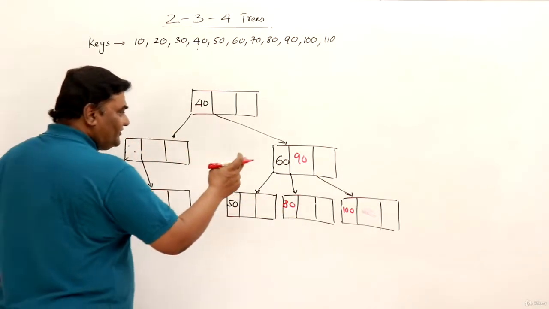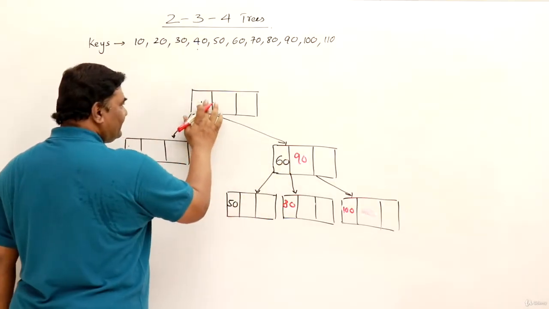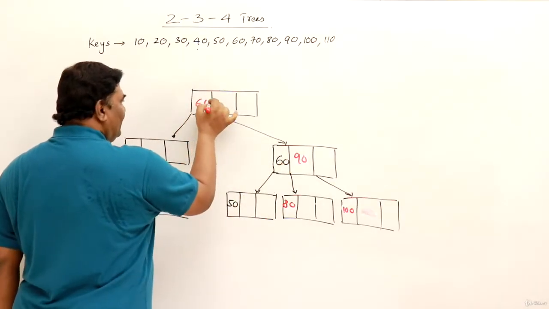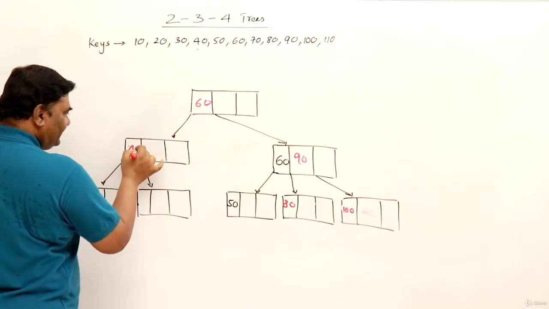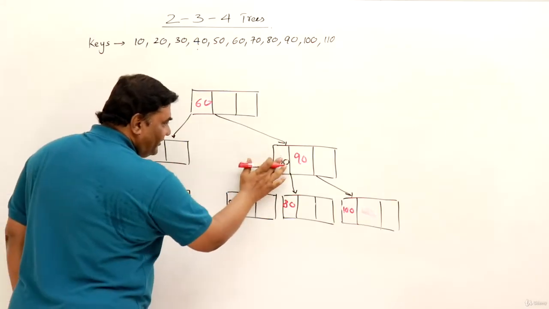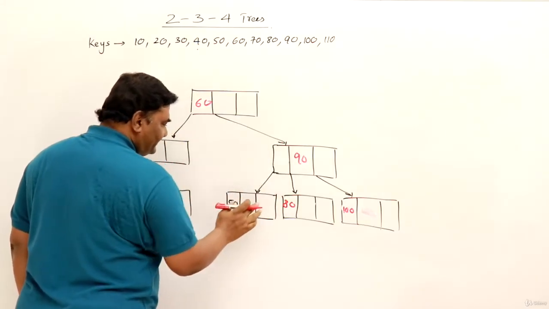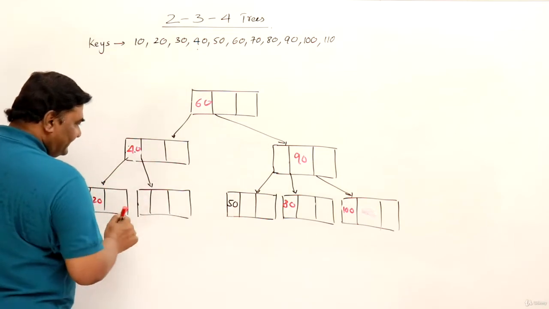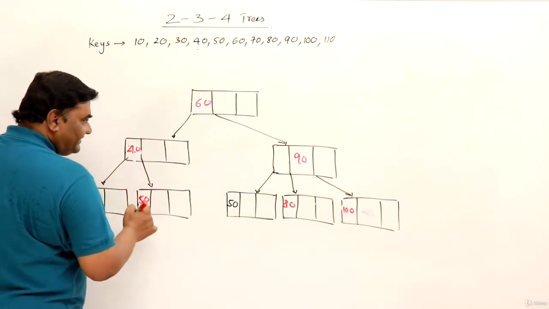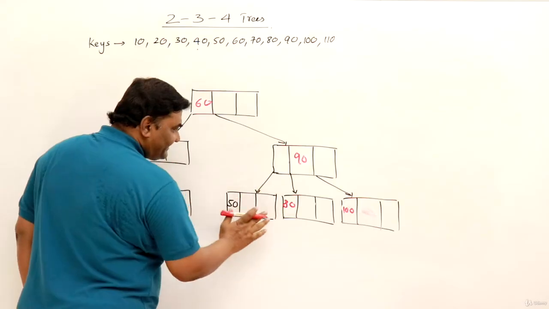So how to borrow this one? This 60 goes here. So this will become 60 and 40 comes here. This is 40. Then the left child of 60 will come on this side. So this will be 50, right? So 60 is there. So 50 is removed.